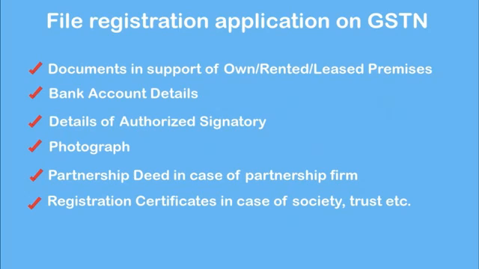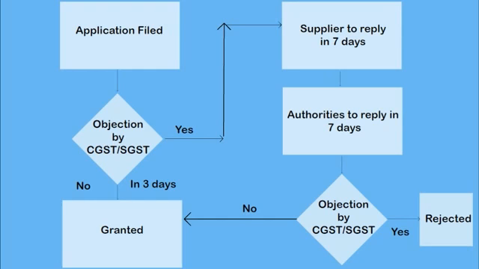Once a supplier is liable to register for GST, he is required to apply for GST by submitting a registration application form on the GSTN portal within 30 days of his liability. Following is a list of documents to be uploaded. Once a complete application is submitted online on GSTN, the application is scrutinized by both the central and state authorities. A registration has to be granted within 3 days if neither the central nor the state authorities have an objection.